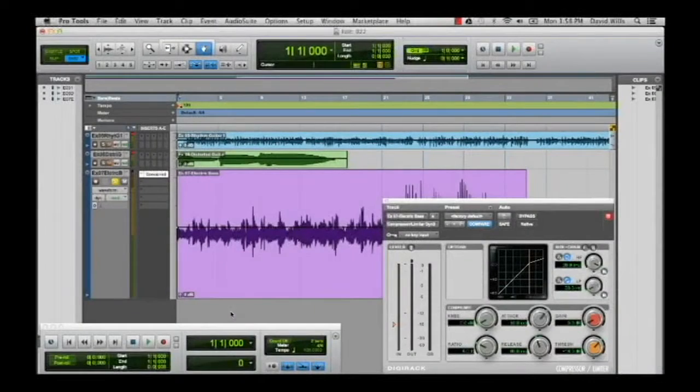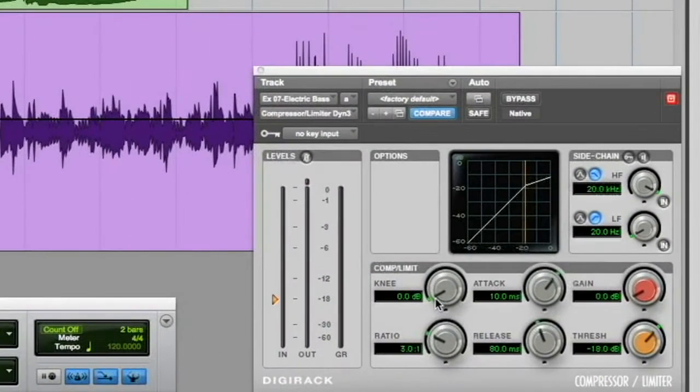Okay, so I've gone back to my electric bass here, and here's where we're going to look at this control here, knee. And like I said, basically a hard knee looks like a hard knee, right? There's a discrete angle right there at the threshold where, look at this graphical display here, as we soften that knee up, it makes that more into a curve rather than a sharp angle.